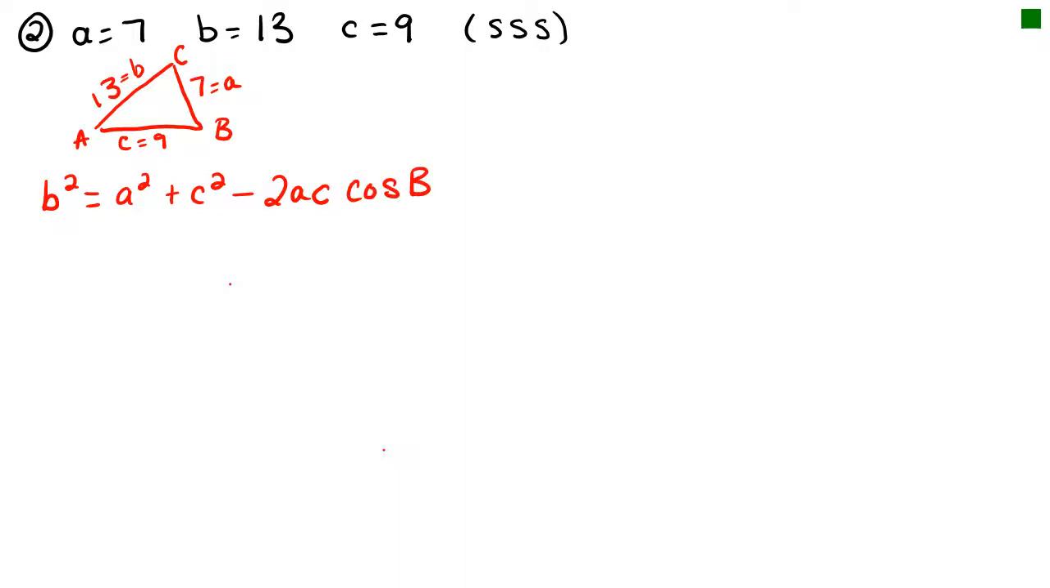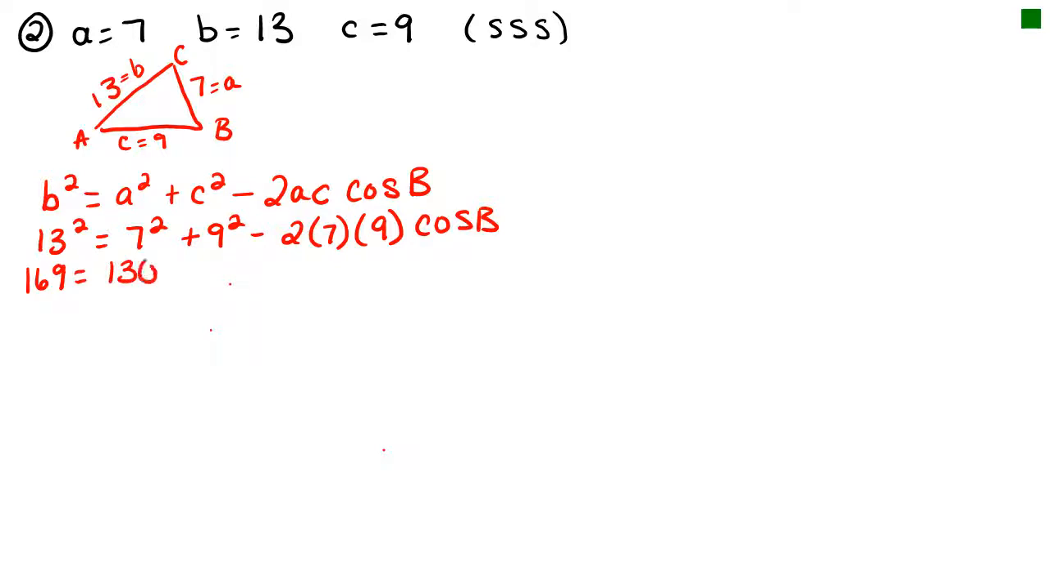So let's see. B squared is 13 squared equals A squared, which is 7 squared, plus C squared, which is 9 squared, minus 2 times 7 times 9 cosine B. All right, 13 squared is 169. 49 plus 81 would be 130. Minus 2 times 7 times 9, 7 times 9 is 63, times 2 is 126.